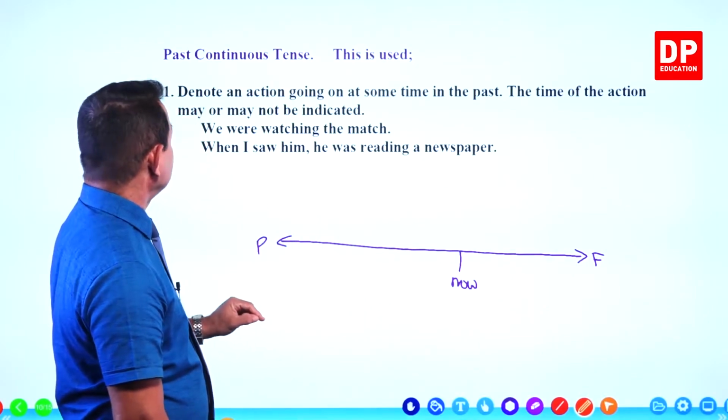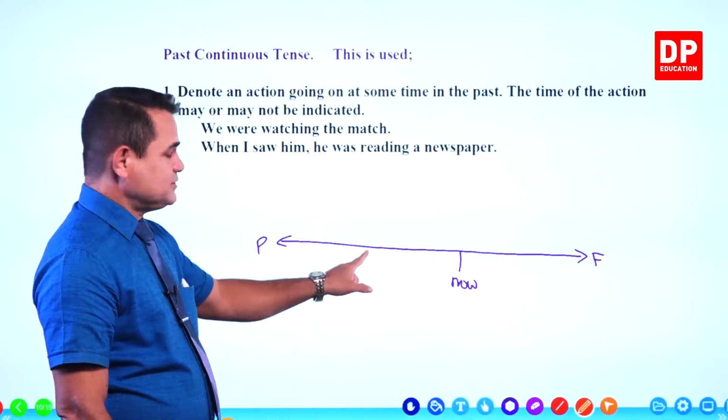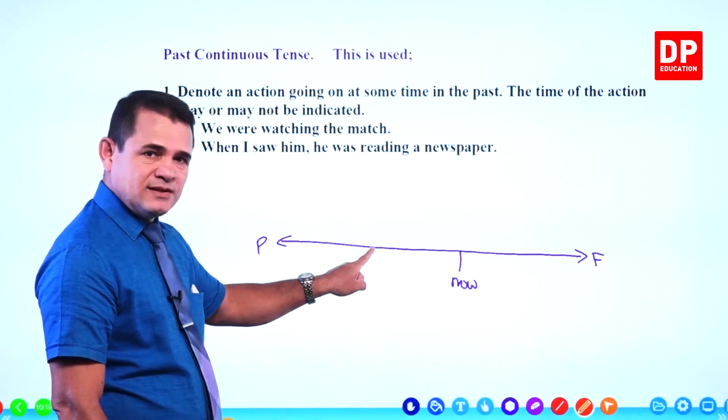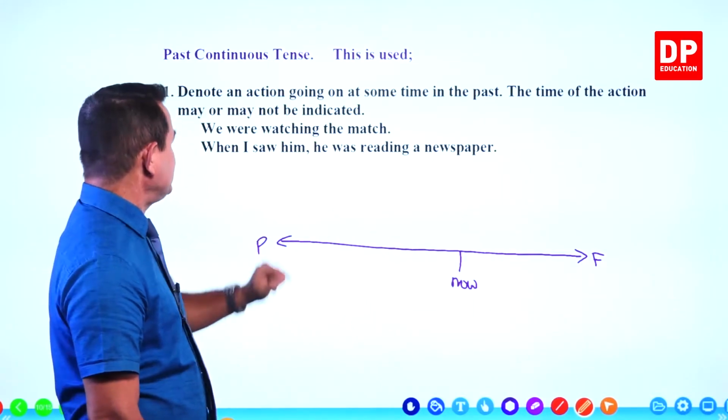The time of the action may or may not be indicated. ඒක සිදුවෙන වෙලාව කොයි මොහොතේද කියලා කියන්න පුළුවන් නොවෙන්න පුළුවන්. Just look at the example.